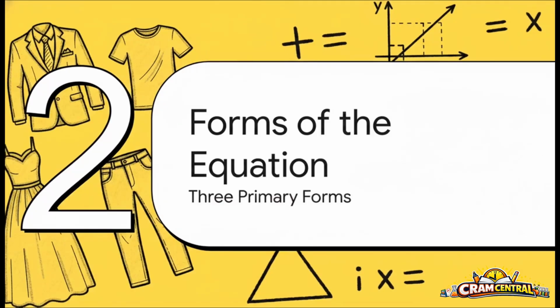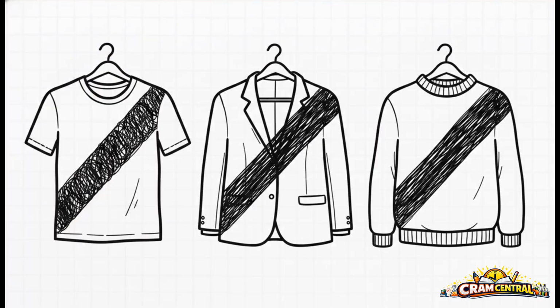Section 2. Forms of the equation. Just like we have different outfits for different occasions, a linear equation can wear different mathematical formulas depending on what we actually need it to do. There are 3 primary forms you're going to run into. First up is the highly popular slope-intercept form, y equals mx plus c. Here, m represents the slope, basically how fast the line rises or falls, and c is the y-intercept, which is exactly where the line crosses that vertical y-axis.